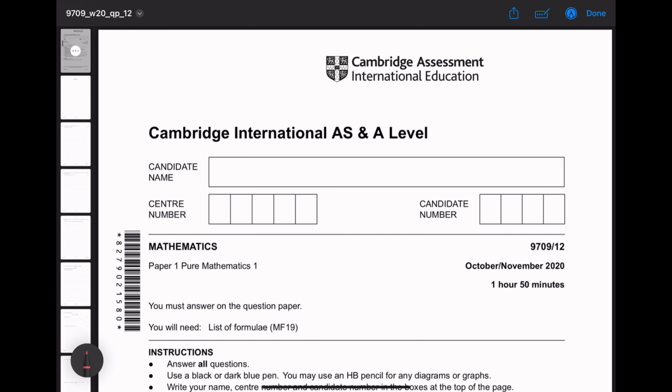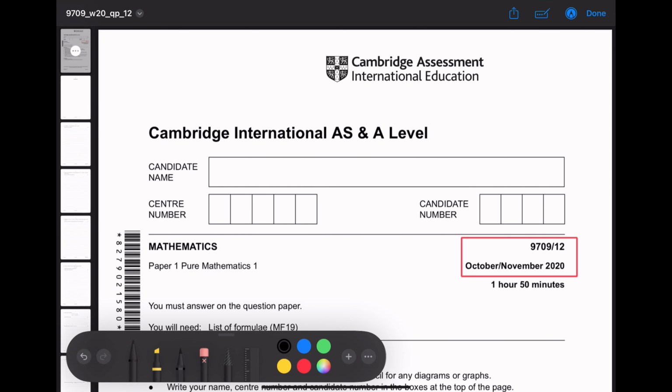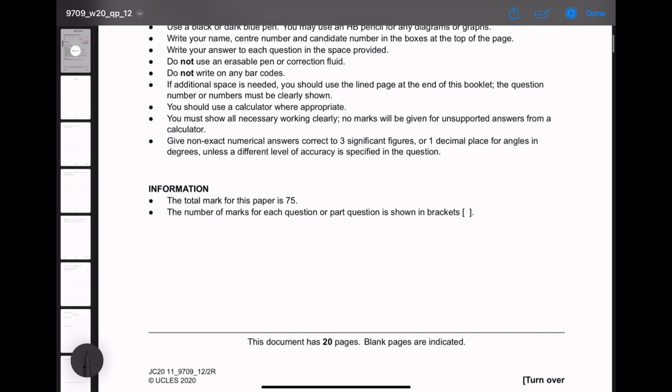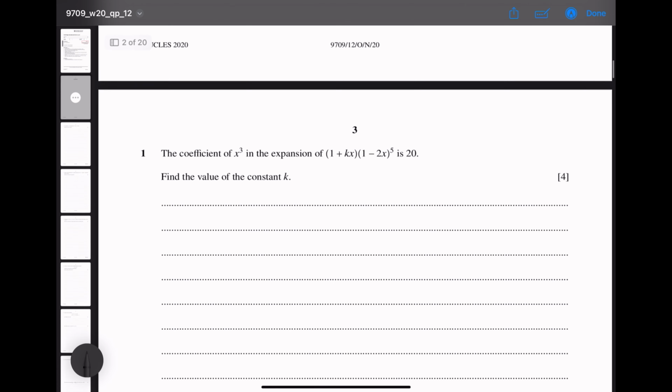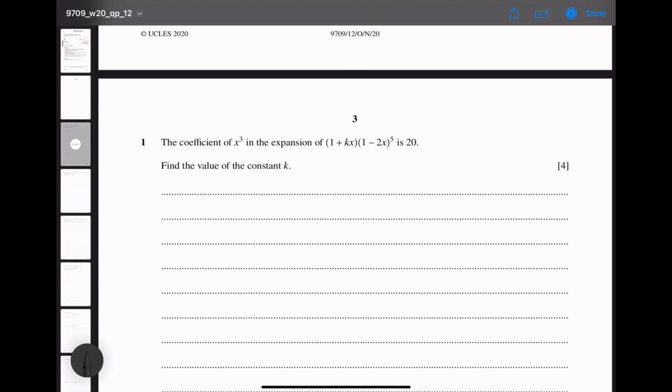Paper 1, November 2020, variant 1 2. We are solving this paper today. The first question of this paper is from binomial expansion.